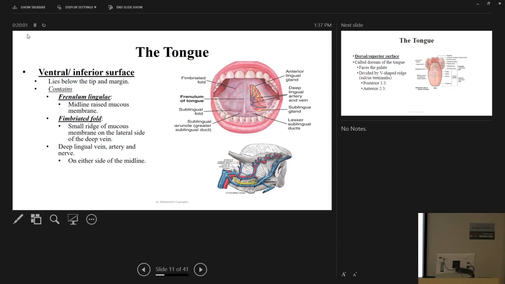I'm going to have another mucosal fold here. I'm going to call it the fimbriated fold, this one. So I have two mucosal folds. One in the midline, I'm going to call it frenulum of the tongue or frenulum linguale, and another mucosal fold here, I'm going to call it fimbriated fold. And of course, on each side of the frenulum linguale, I'm going to have the deep lingual artery and vein, right?